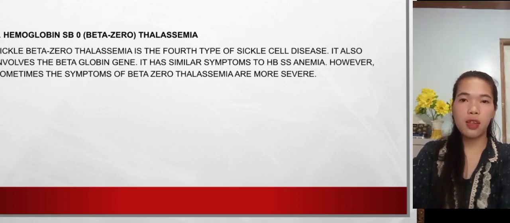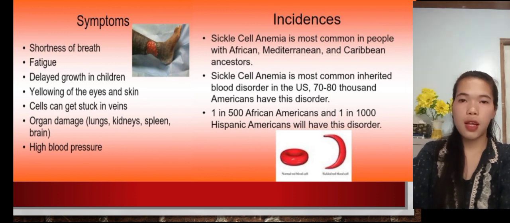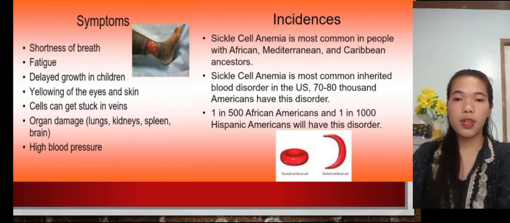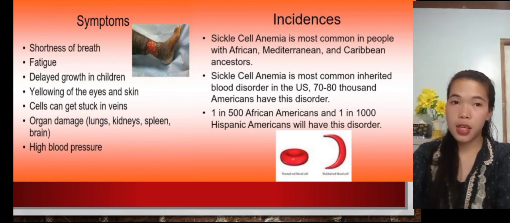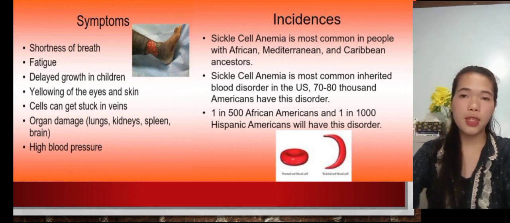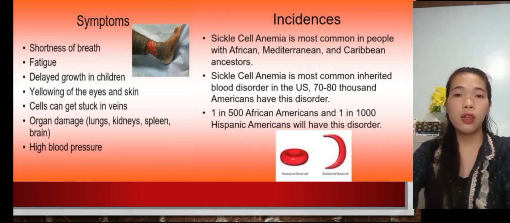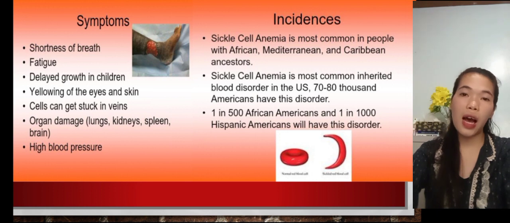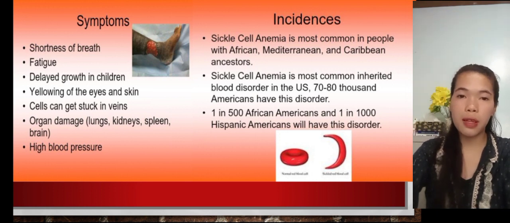So let's proceed to the symptoms of sickle cell anemia. First is shortness of breath, an intense tightening in the chest or difficulty breathing, breathlessness, or a feeling of suffocation. Next is fatigue, a feeling of constant tiredness or weakness. Next is delayed growth in children, when a child is small for his age but grows for a long period of time compared to other children, often reaching a normal height.